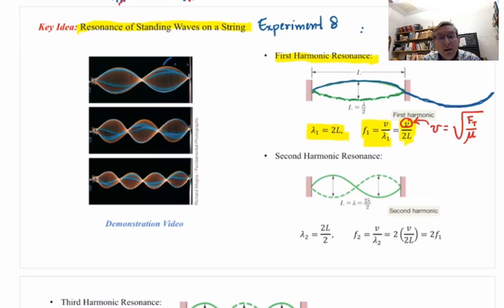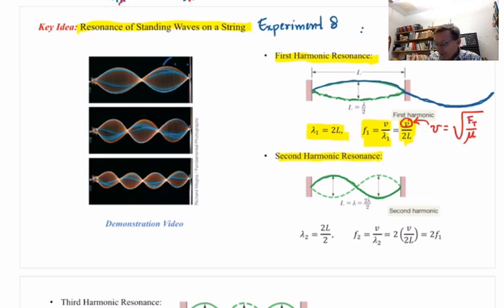V over 2L is the lowest frequency standing wave we can see. It's called the first harmonic. And if you're a musician, you probably have heard that phrase. What's the next highest frequency standing wave that will give you a big amplitude? It's called the second harmonic resonance. And it's one in which you fit exactly one wavelength over the distance L.